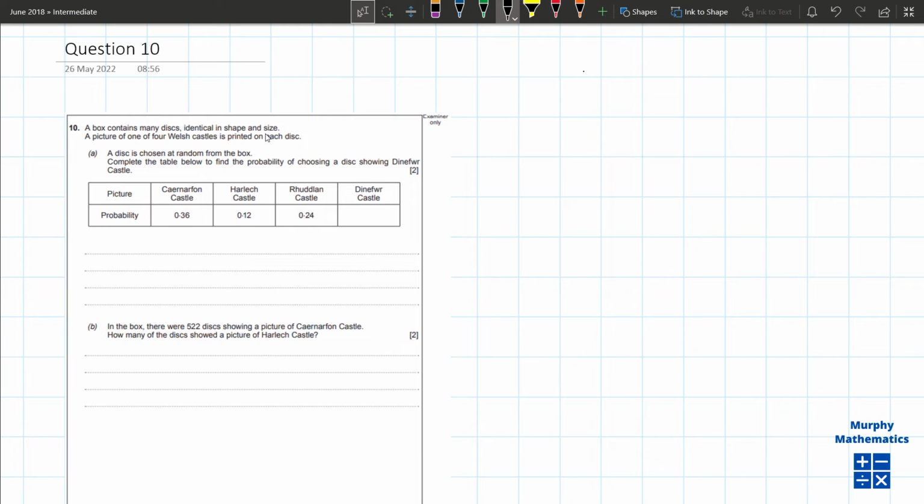We've been told a box contains many discs identical in shape and size. A picture of one of 4 Welsh castles is printed on each disc. A disc is chosen at random from the box. Complete the table below to find the probability of choosing a disc showing Dinefwr Castle.